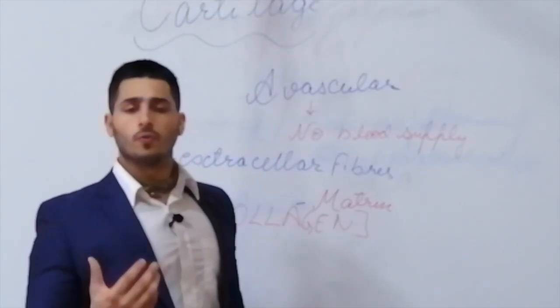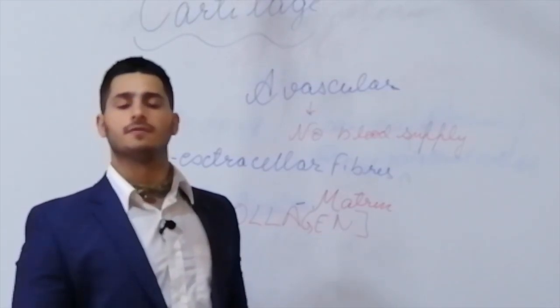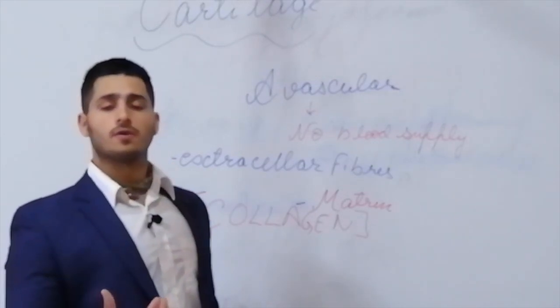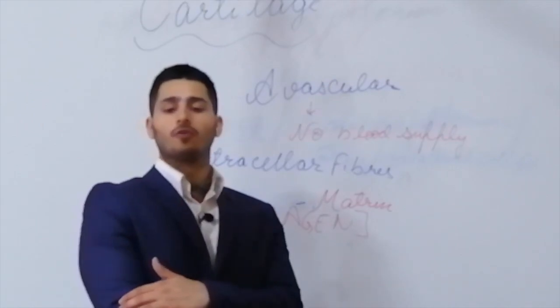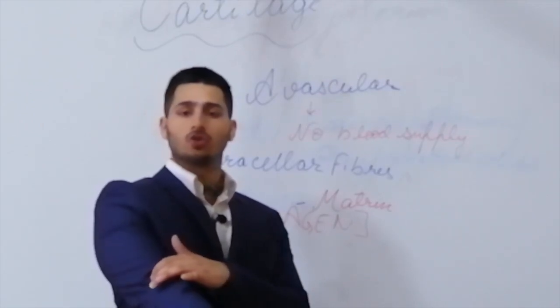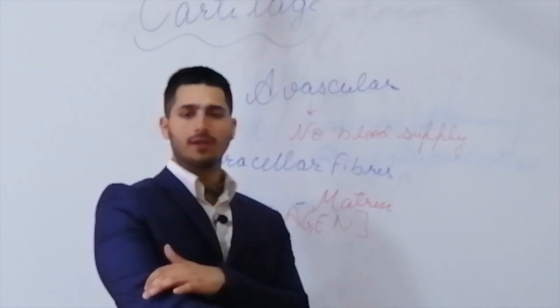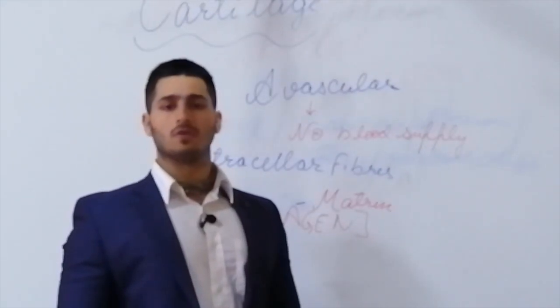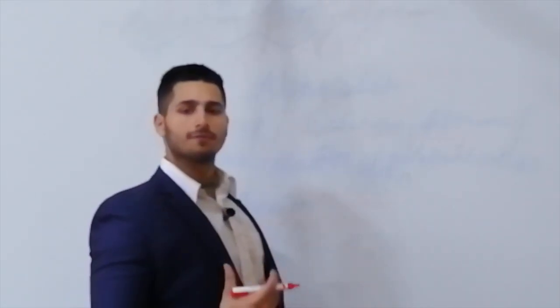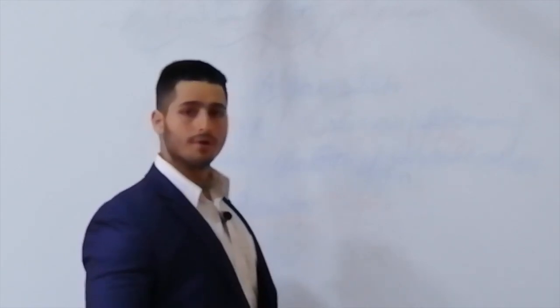Cartilage provides support to the soft tissues of the body. It also provides a gliding surface for bone articulation at joints, so that joints can move freely, and it also helps in development of the long bones. There are three main types of cartilage that we can find in the human body.